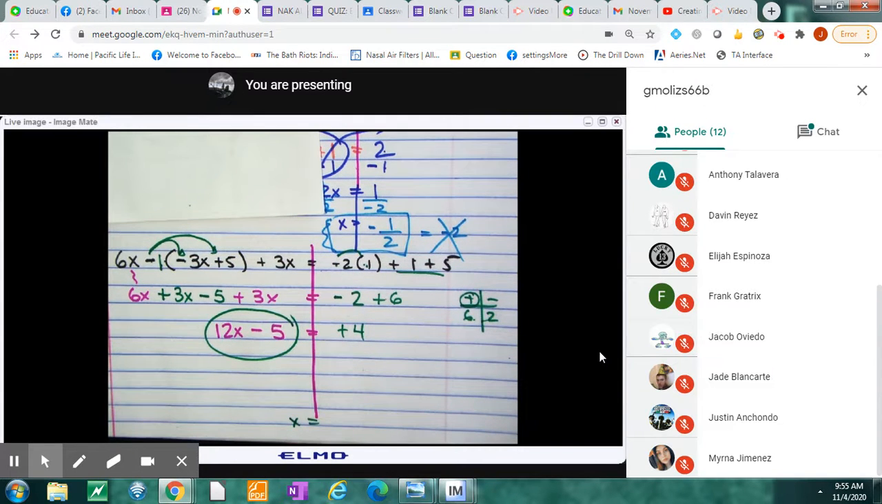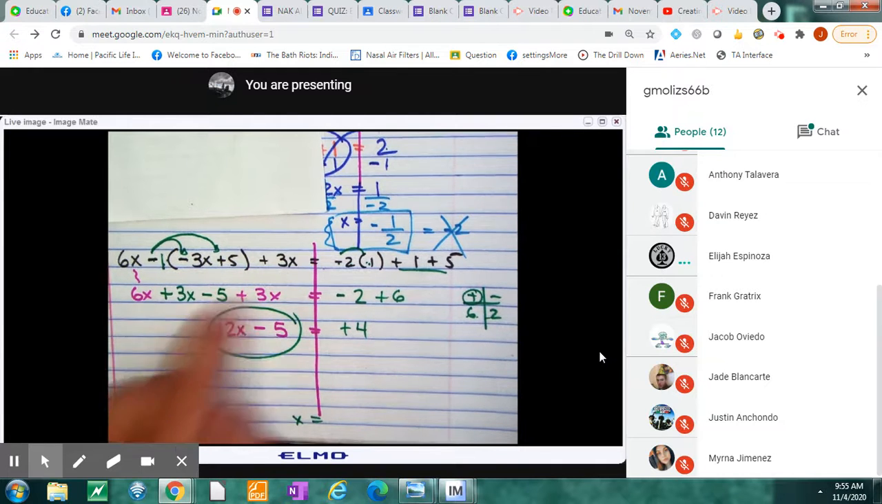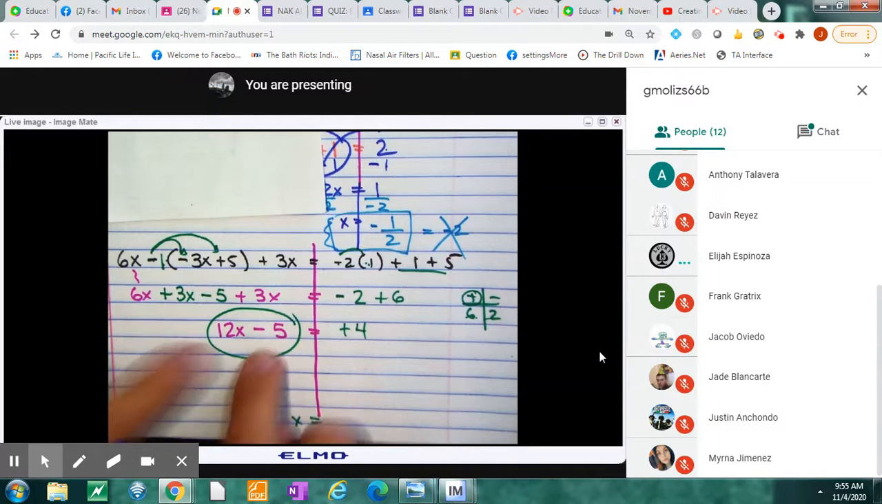All right. So what do I got to get rid of first? Let's see, Elijah. What do I got to get rid of? The 12x or the minus 5? What do I got to get rid of first in the circle? The 12 or the minus 5? Yeah. The 12x is the last thing you want. The things that are together, because they're stuck together, so you can't take it away right now. So that's the last thing you do.